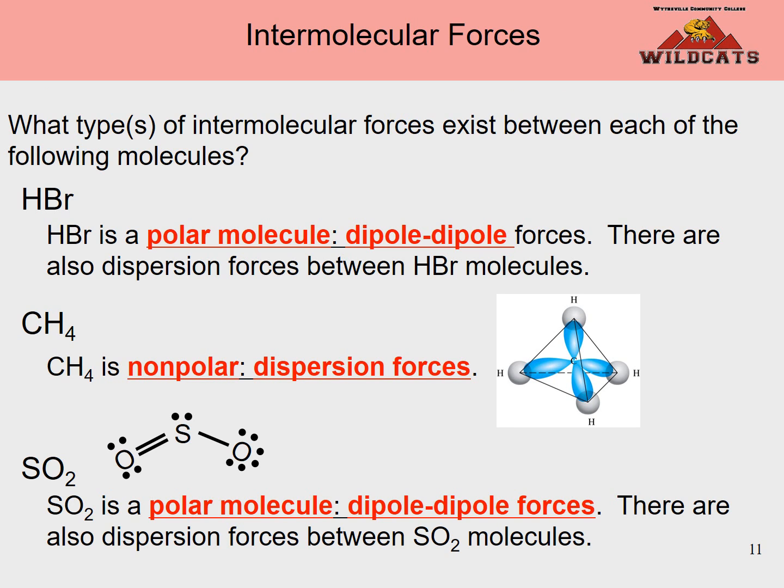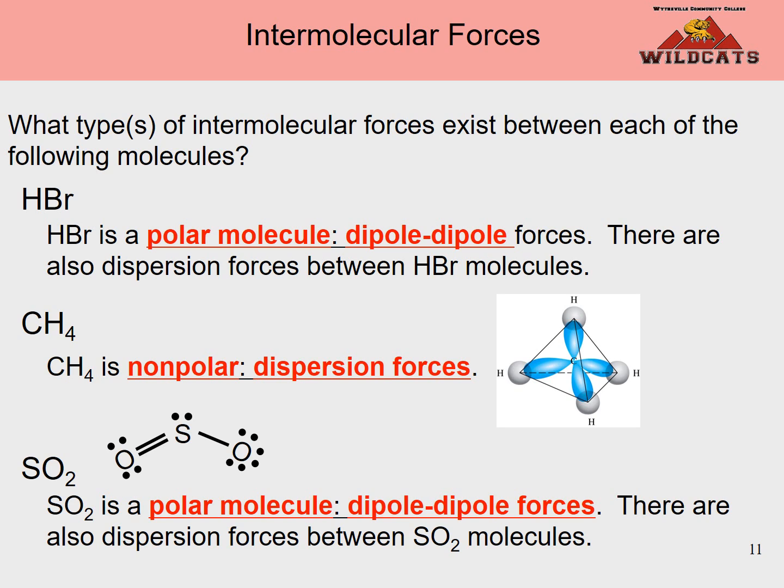If we take a look at what types of intermolecular forces exist between each of the following molecules, HBr is a polar molecule, so it's going to have dipole-dipole forces plus dispersion forces, but the polar dipole-dipole is going to be a lot stronger. CH4 is nonpolar, so the only thing it's going to have is the weak dispersion forces. And what we're going to find is CH4, methane, is found as a gas at room temperature.